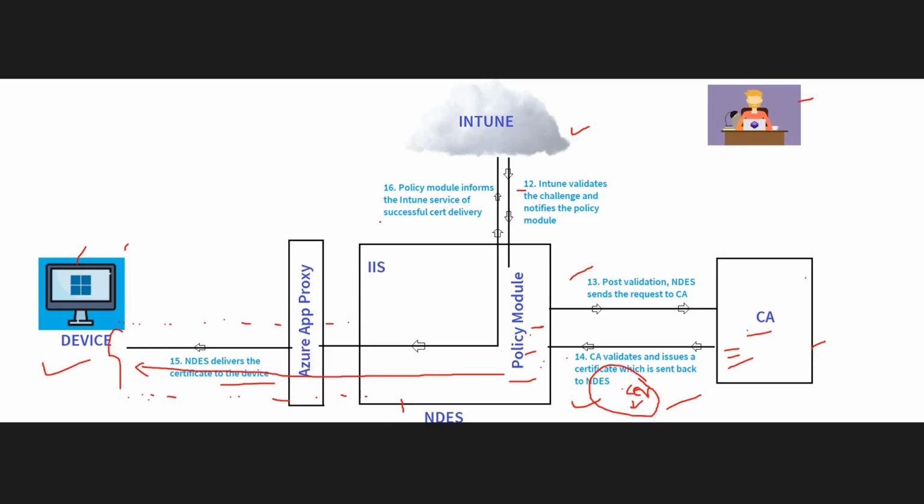Now in the diagram in step 16, the policy module is going to inform the Intune service as well. The policy module has deployed the certificate to the device, but Intune right now does not know whether the device has successfully got the certificate or not. Because only when Intune knows that the device has got the certificate, it is going to mark the SCEP profile as succeeded in the Intune portal. So the policy module is now going to inform the Intune service of the successful certificate delivery in step 16.